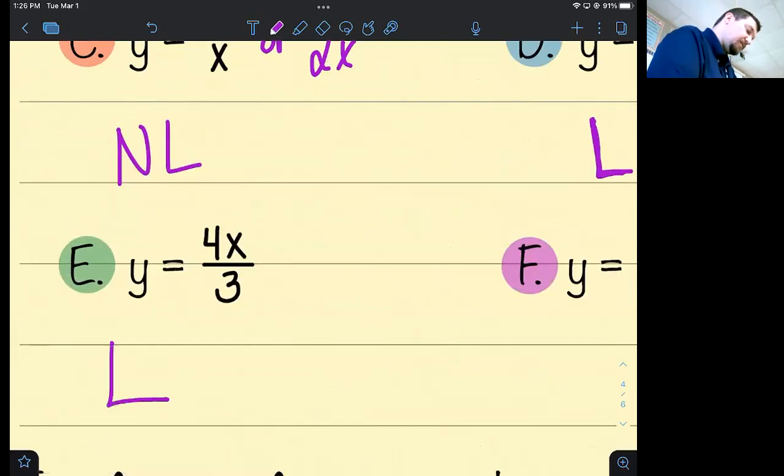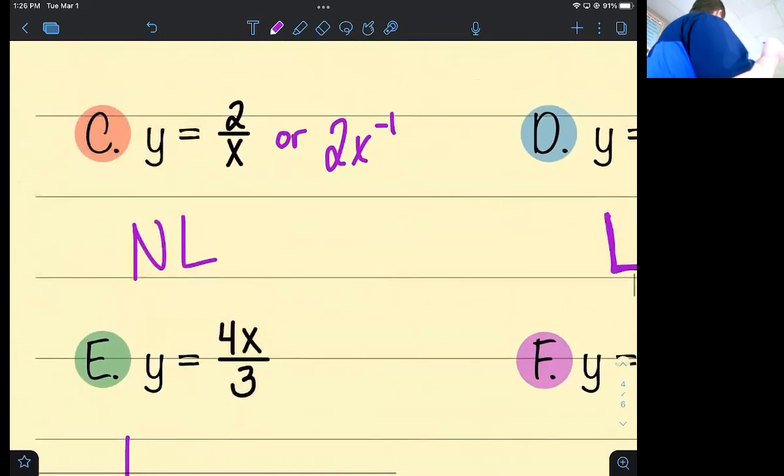Linear is correct. Nice job. The difference between this problem and the one above it is that the x is located on top, which is where it needs to be. Has anyone typed an answer into Big Ideas and you accidentally had the x on the bottom of the fraction, so it was wrong?